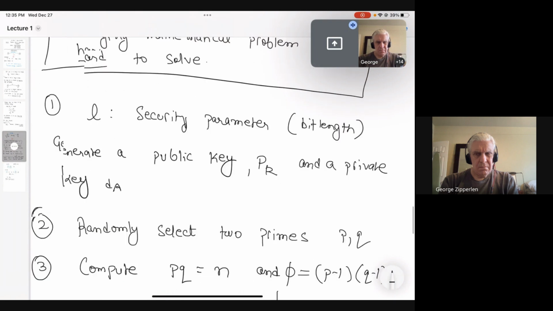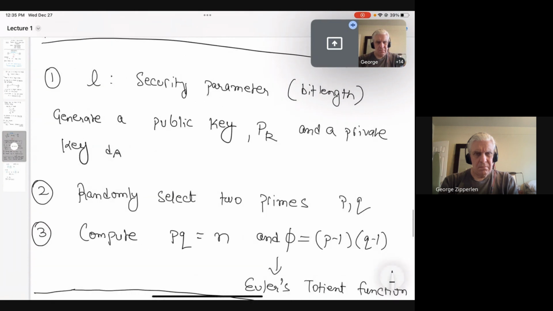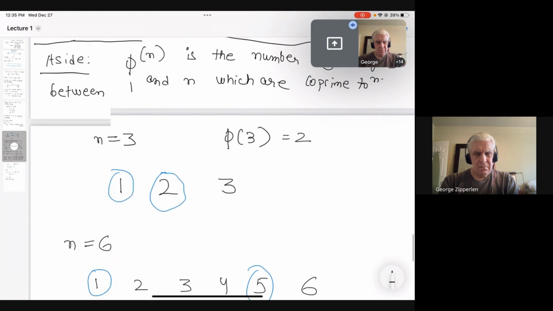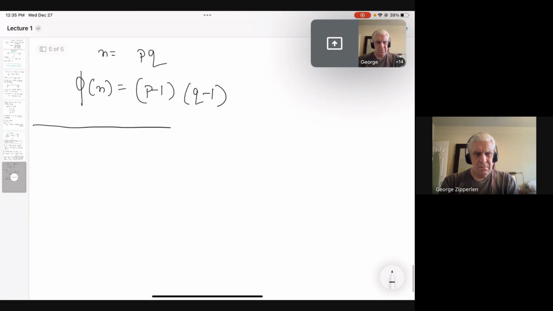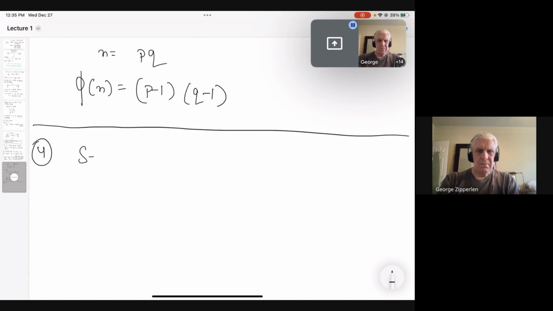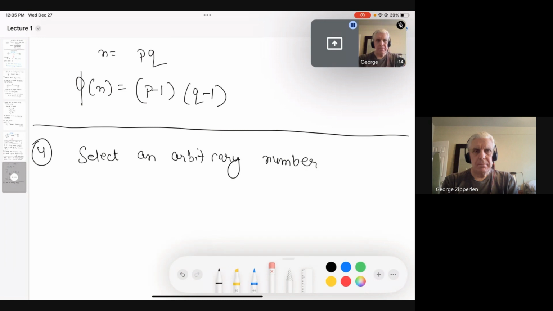So let's trace back. We started with our security parameter, and we want to generate a public key and a private key. So we randomly select 2 primes, P and Q. We compute their product and this totient function. And then after we do this, we select an arbitrary number, say it is E, which is between 1 and n.